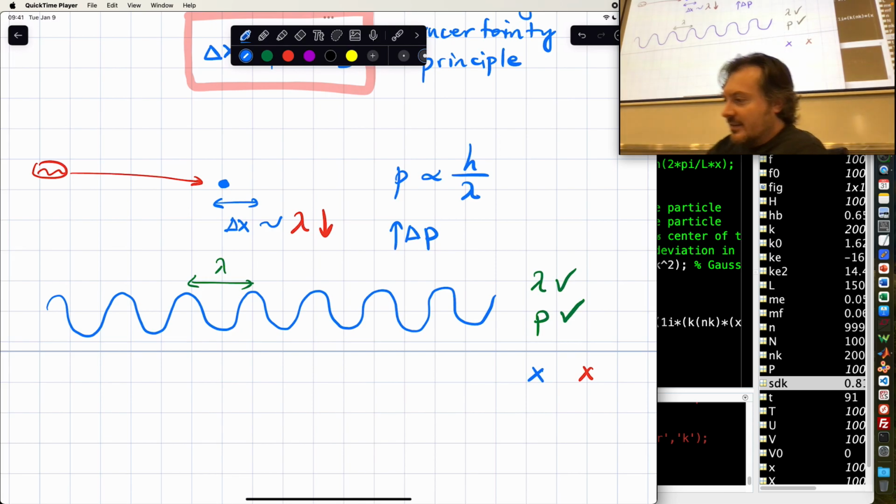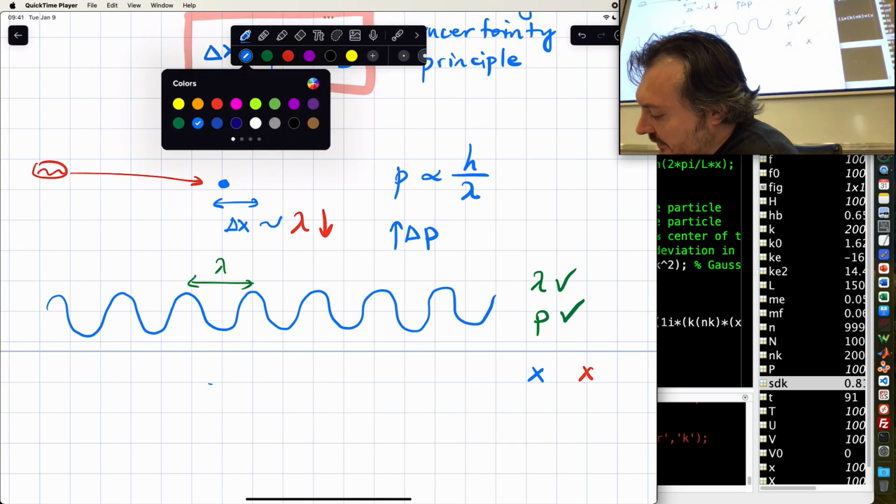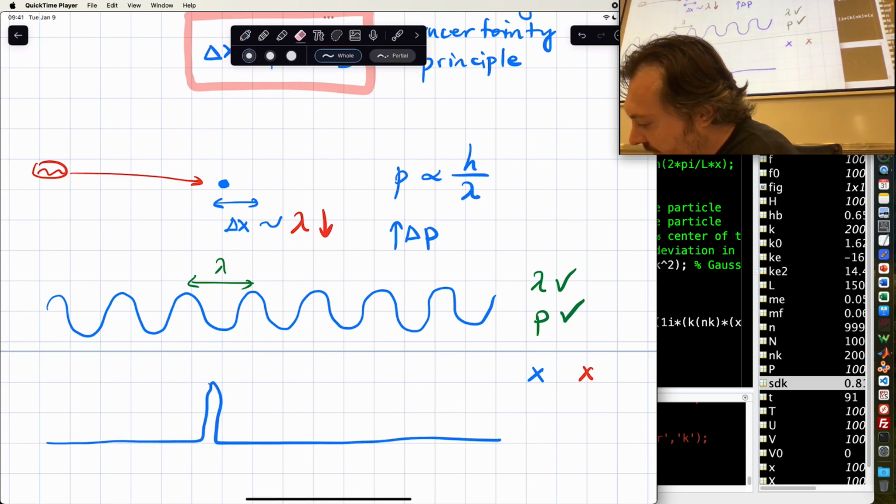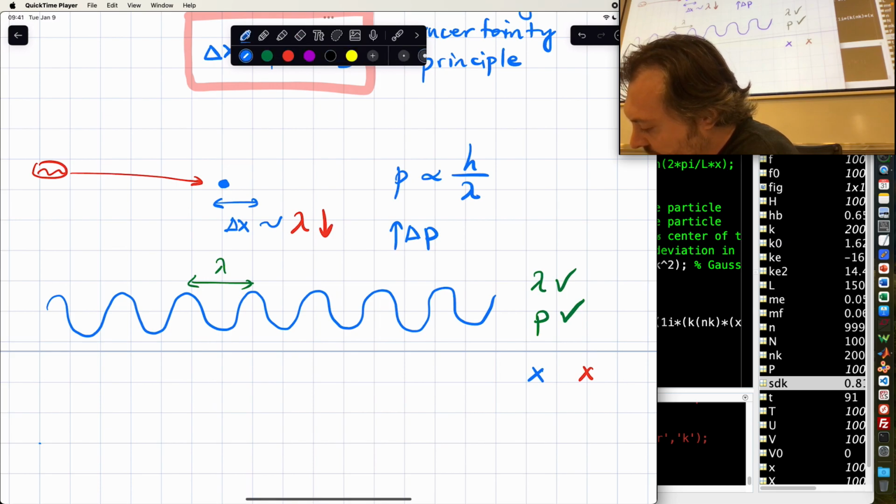Okay. Now let's think about this kind of. Now let's fix x, so that we know where x is. Let me draw it one more time. Okay, this is also bad.